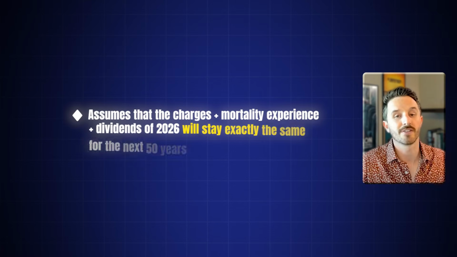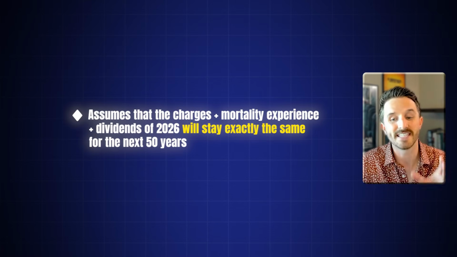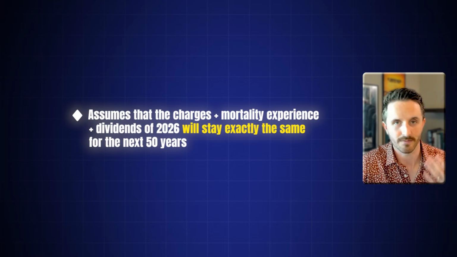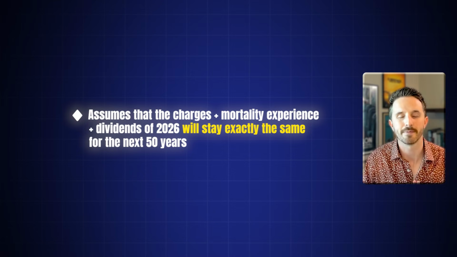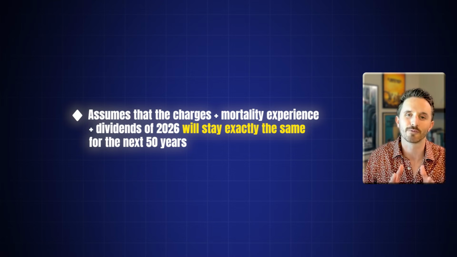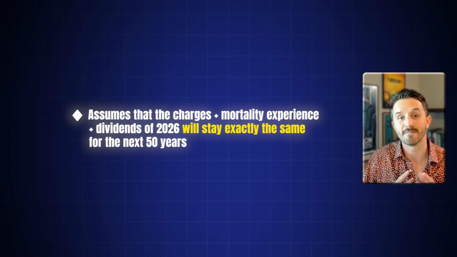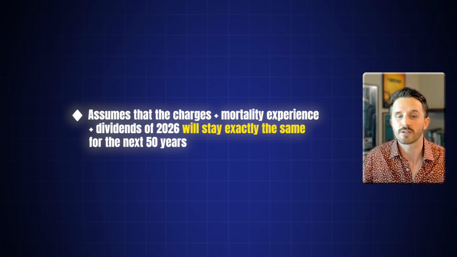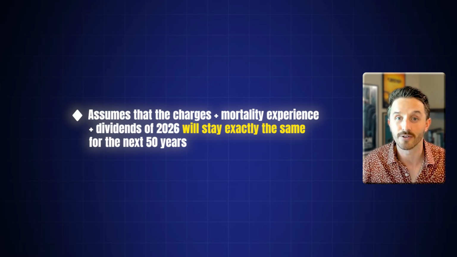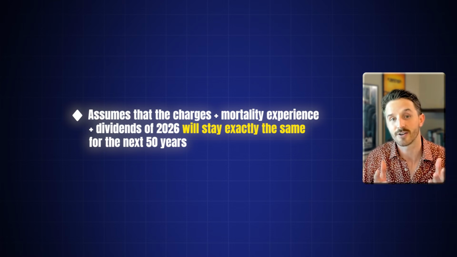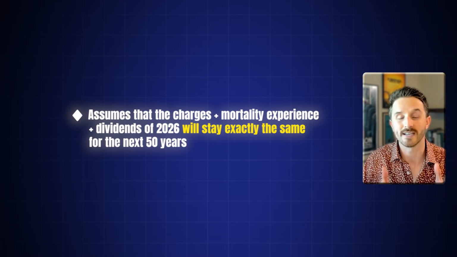Now, this assumes that the charges and mortality experience and the dividends of 2026 are going to stay exactly the same for the next 50 years, which, as you know, is pretty bonkers, right? There's no way that's going to happen. But even though it's not going to happen exactly that way, this is going to give us a really decent picture in a broad sense of how these policies pay for themselves over time, what the cost of the guarantees are, and just how it works. Because there's nothing magical here. It's all math. And ultimately, these policies have to be paid for in a way. And the internal net charges are one of the ways these policies get paid for.